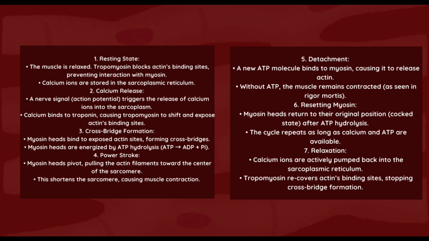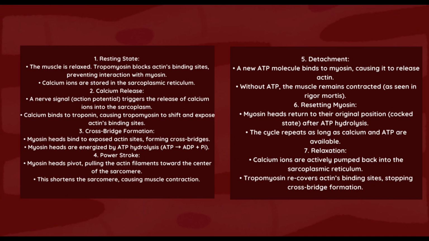This shortens the sarcomere, fulfilling muscle contraction. Fifth is detachment. A new ATP molecule binds to myosin, causing it to release actin. Without ATP, the muscle remains contracted, as seen in rigor mortis. Sixth is resetting myosin. Myosin heads return to their original position after ATP hydrolysis. The cycle repeats as long as calcium and ATP are available.